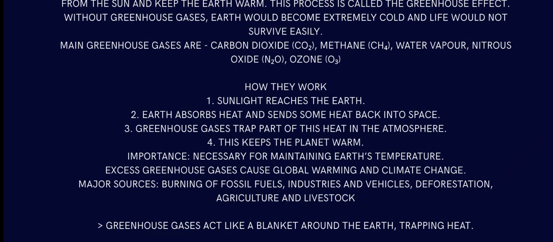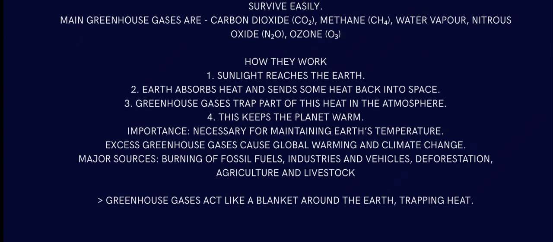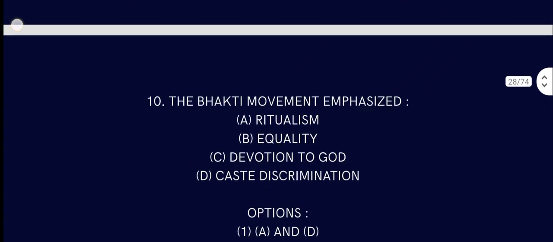So these are the sources that help to make the earth hotter and hotter, because excess greenhouse gases cause global warming and climate change. The reason for this excess is the burning of lots of fossil fuels, industries and vehicles, deforestation, agriculture and livestock, overall making nature worse. So greenhouse gases act like a blanket around the earth, trapping heat. That was the primary thing, but nowadays with all this pollution and exploitation, it has become a problem.